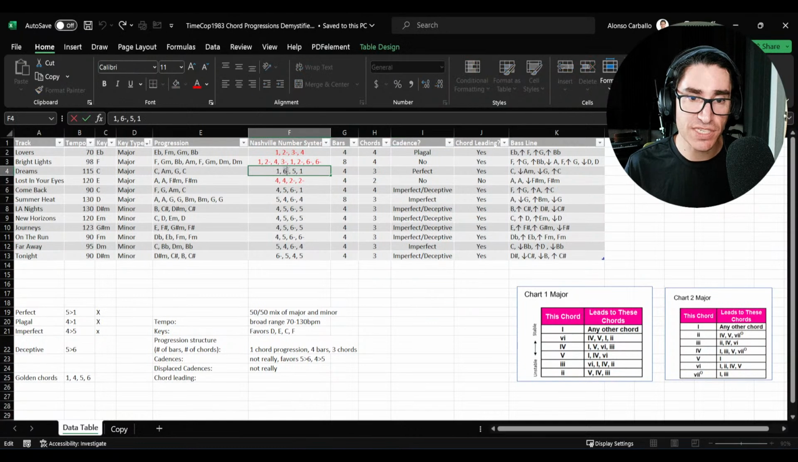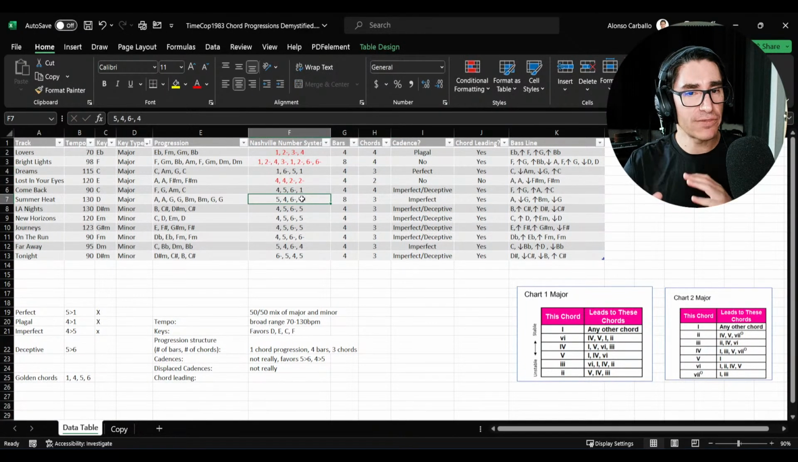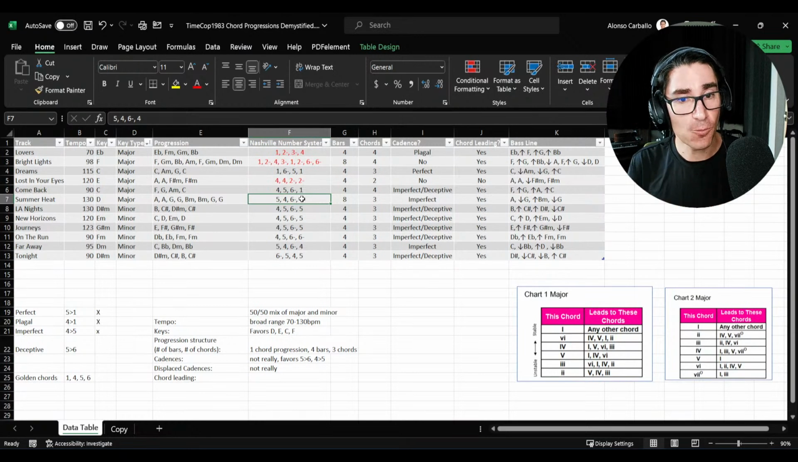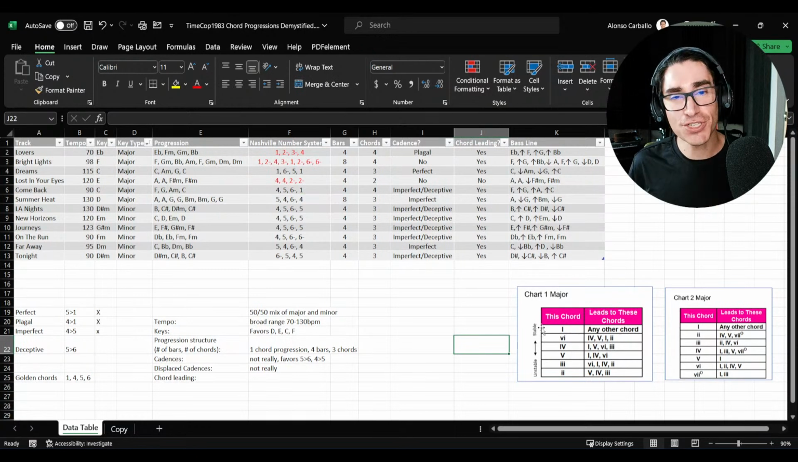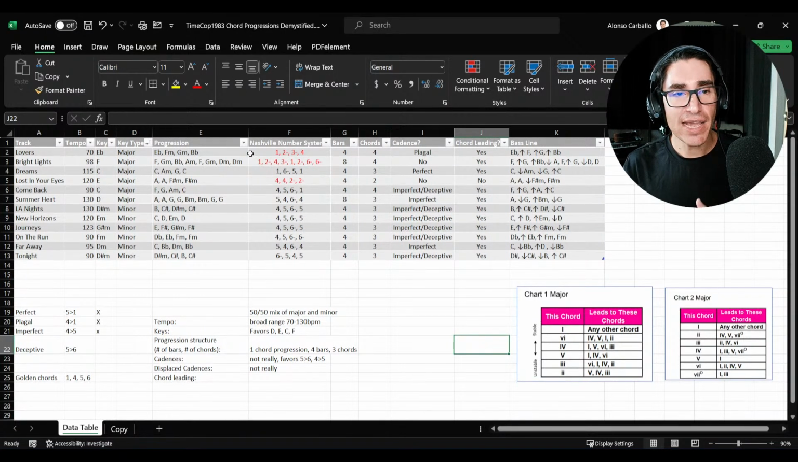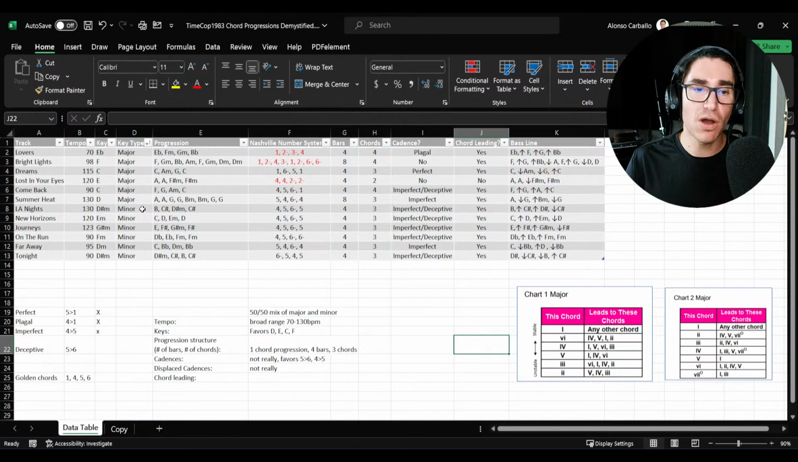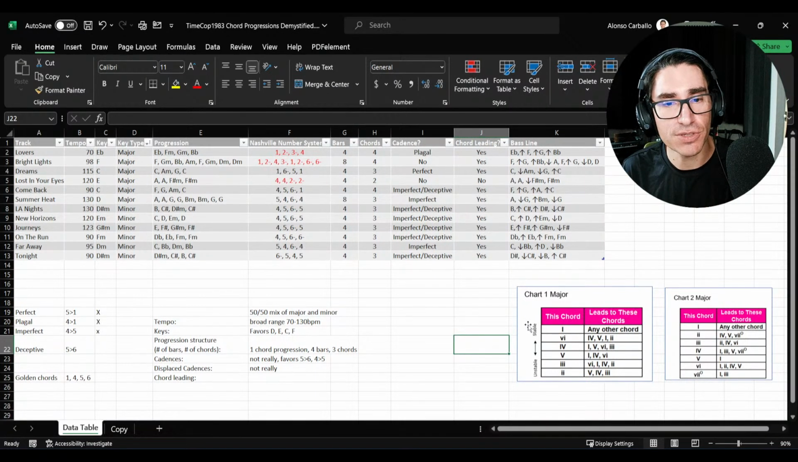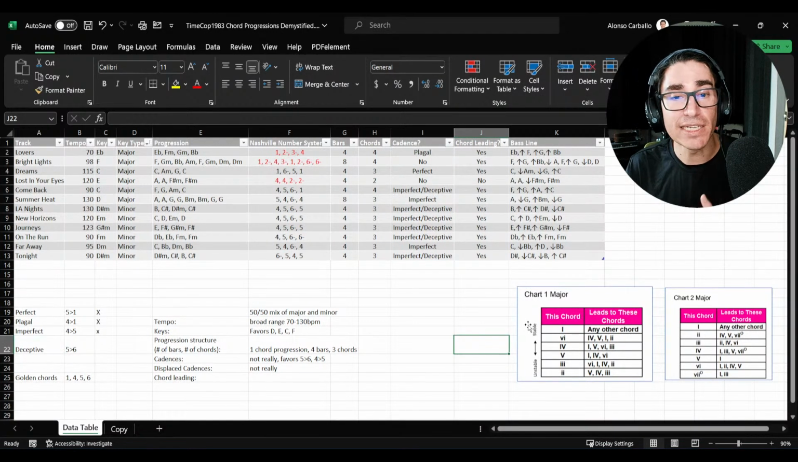It's always going to be the 6 minus. So we're kind of normalizing and looking at the progression always from the point of view of the major key. What that allows me to do is to only use the major versions of the chord leading charts, because essentially they are the same. But if I had named the chords or restarted the count in a minor key by calling them the 1, 2, 3, etc., I would have had to use the minor chord leading chart version.